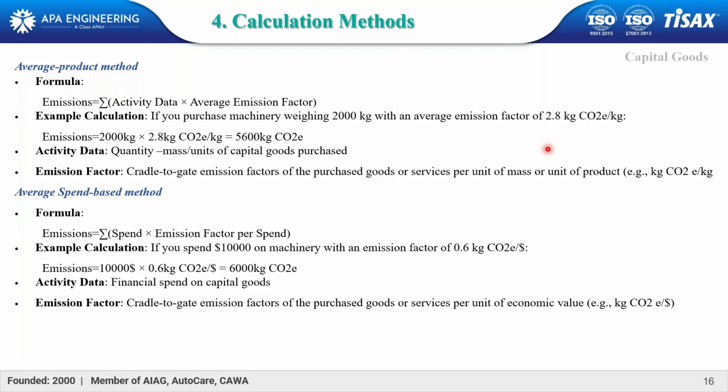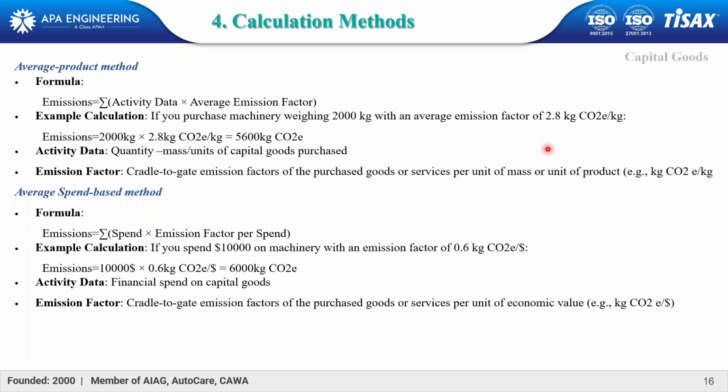As I said before, the average product method and average spend method both use secondary data, using the industrial average method and the industrial average factors. If you are purchasing machinery worth 2000 kgs, which has an average emission factor of 2.48 kgs of carbon dioxide emitted per kg of production. So these are all example values. These are not actual values. These are just for example.